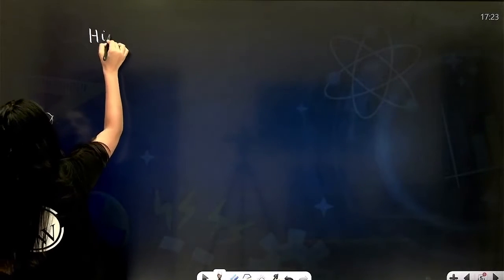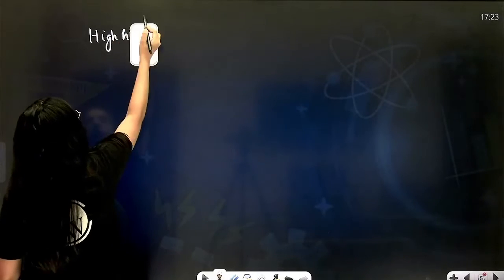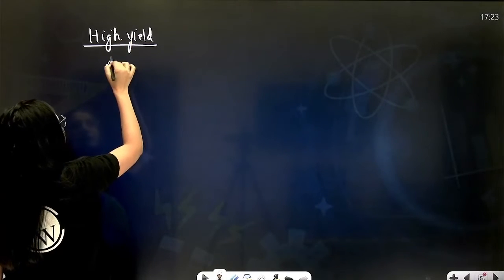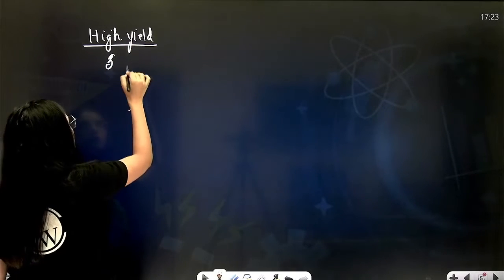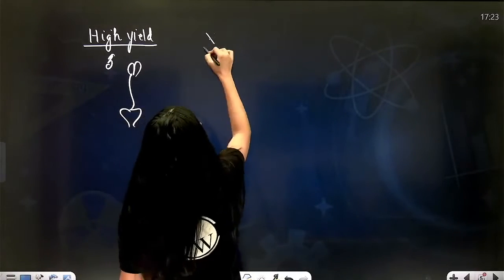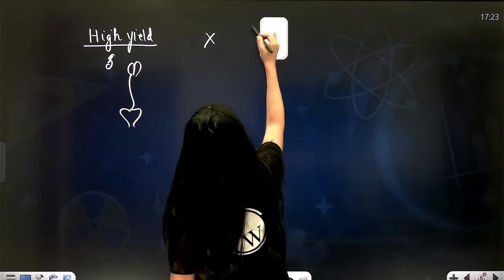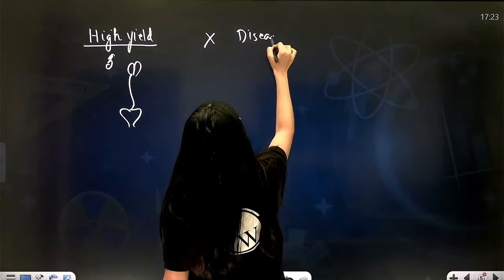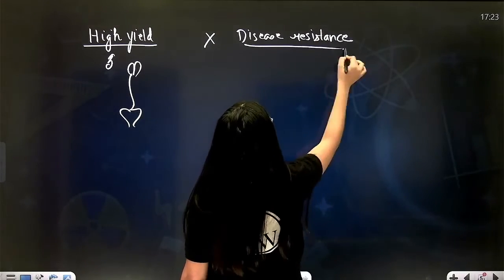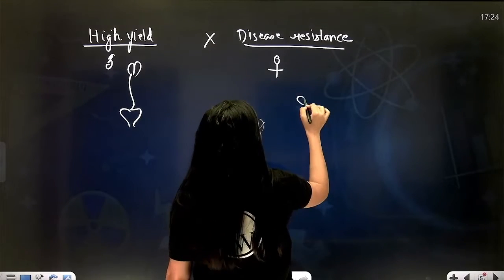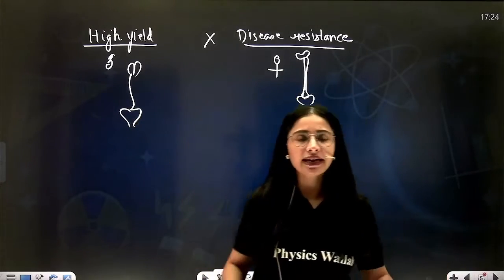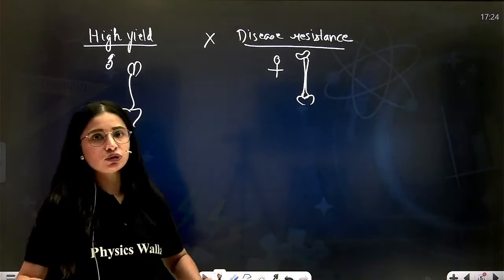Now suppose the two varieties, the two parents which I selected, are one with high yield, which I am considering as male, whose pollen grain I am going to use for my cross fertilization. And second, I am taking one more variety which has a good quality of disease resistance. Correct? And this I am considering as female, whose carpel I am going to use for my purpose. So the parents I have selected have 2 good qualities but alone, they have no use.